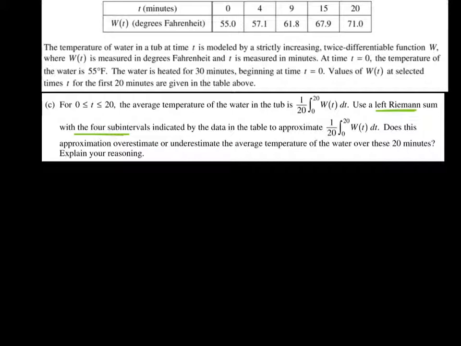Right now I want you to pause your video and go ahead and do that left Riemann sum with 4 subintervals. Remember, we are on a question where you can use your calculator, so this should be pretty easy. You are working from the left, so keep that in mind as you're choosing the heights of your rectangles. Okay, pause the video and go ahead and get started.